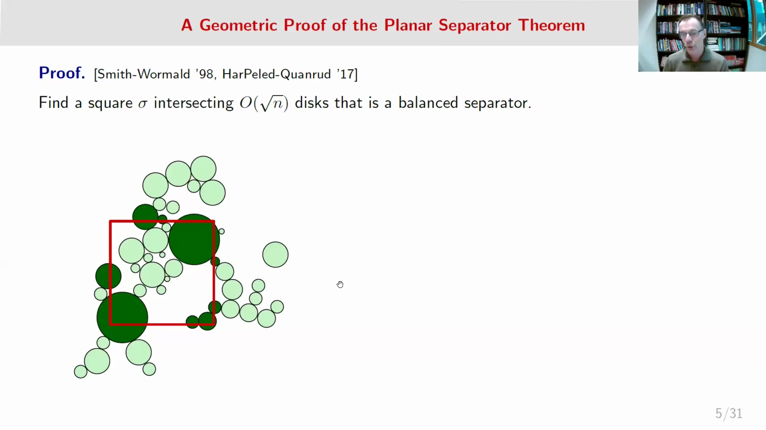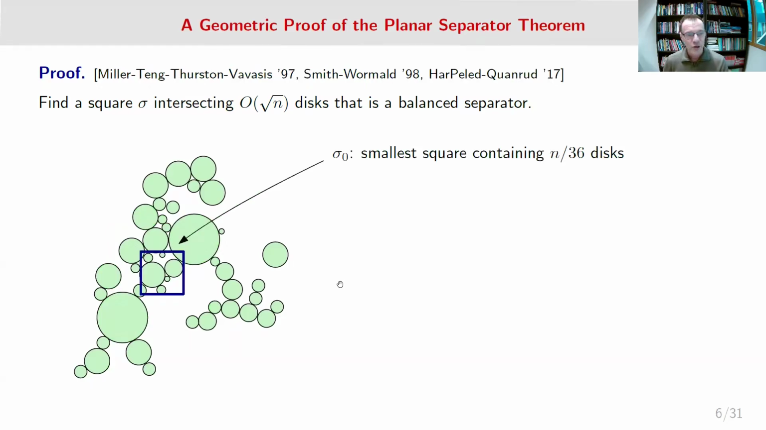You can prove that such a square exists in a relatively easy manner, and this goes back maybe to Smith-Wormald in '98. There's a paper by Sariel and Kent Quanrud where they do the same thing, and the proof is actually very nice, I find. It works as follows. First, you take the smallest square, the blue square you see here, that contains, let's say, n divided by 36 disks. The 36 is just the number that makes it work or that is easy to do.